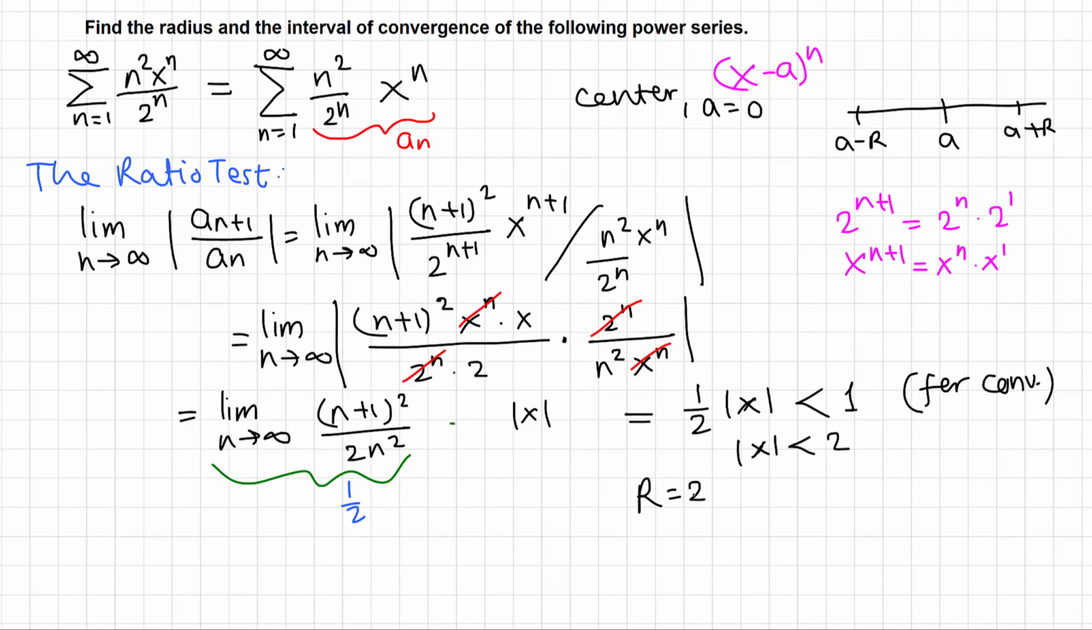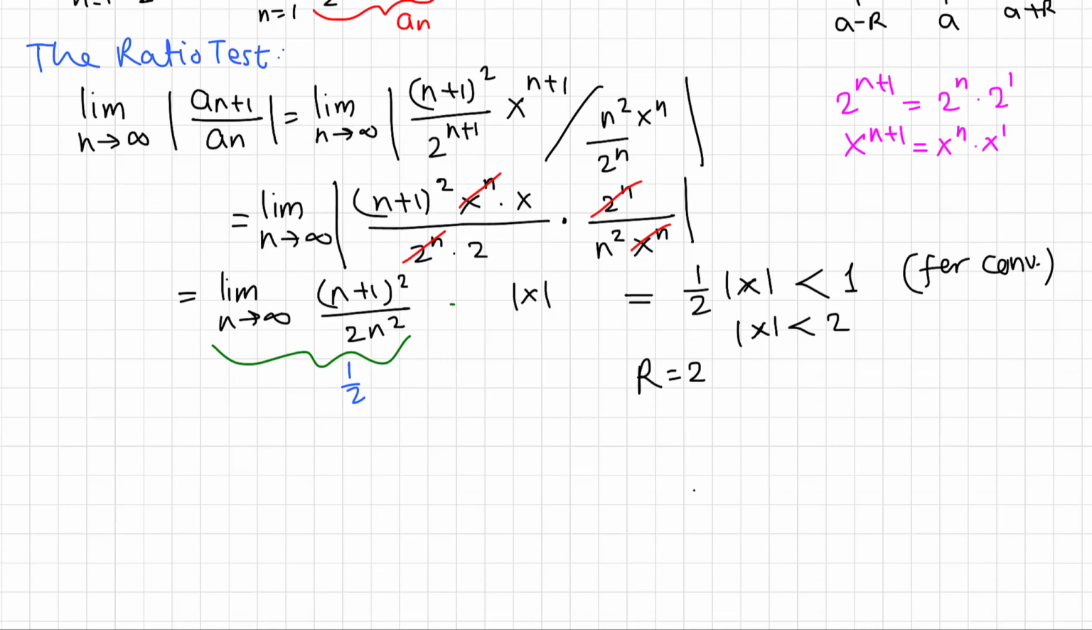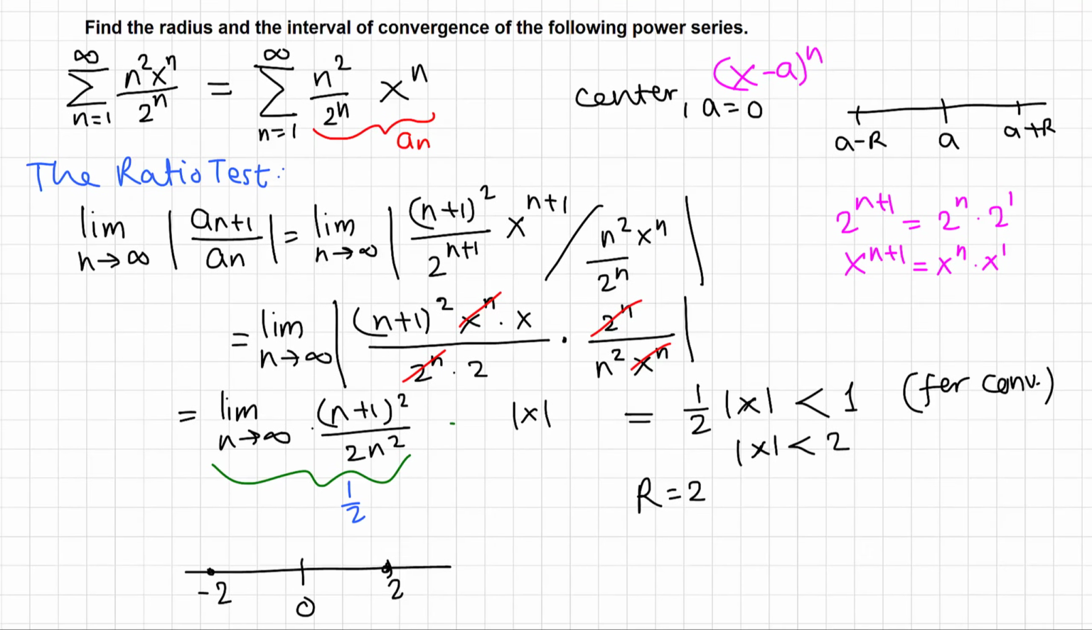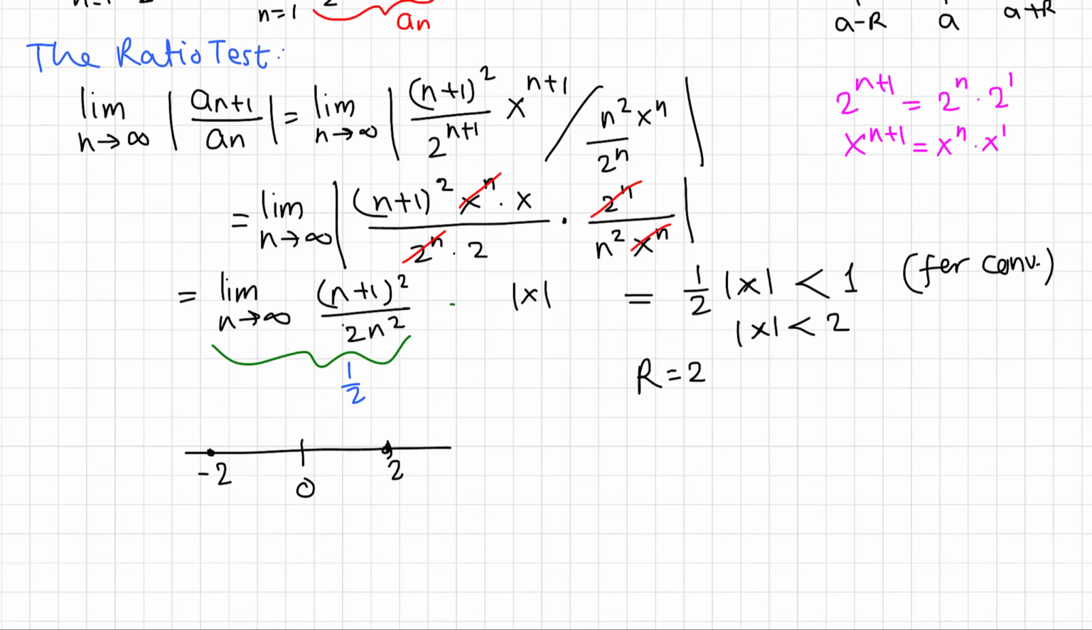So 2 is the radius of convergence, and if we look at the interval now, 0 was the center and 2 is the radius, so we go toward 2 and then -2. What we know now is that the given power series converges inside -2 to 2 and diverges outside of this, but we don't know what happens at -2 and at 2.